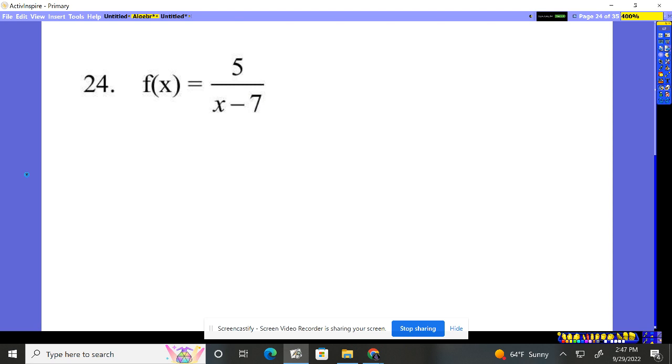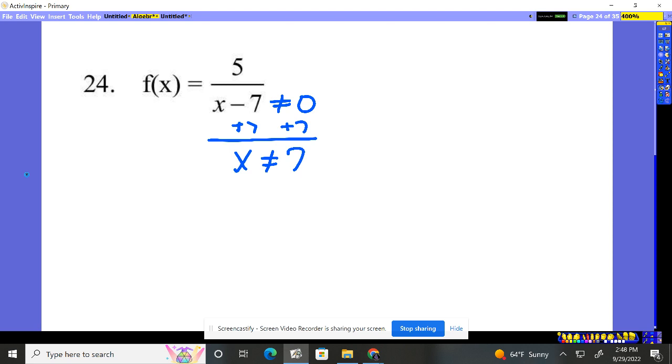Number 24. It's a fraction. I cannot have that guy equal 0. So I simply add 7. X can't be a 7 because 7 minus 7 would give you 0 and 5 divided by 0 doesn't give you an answer. You can't put things in groups of nothing.